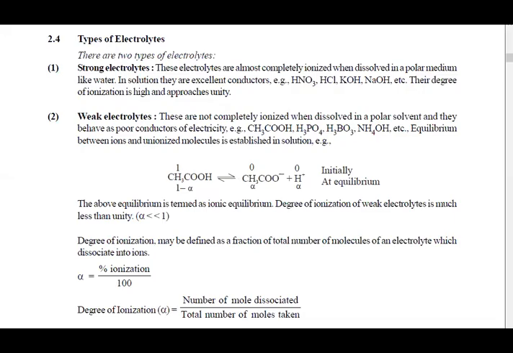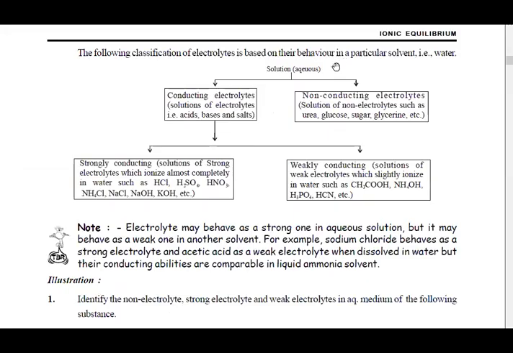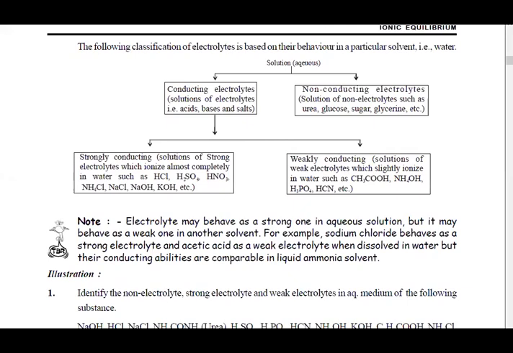So let's see the mind map. The mind map goes like this. When we talk about solution, it means solute plus solvent, or electrolyte. It is of two types, conducting and non-conducting. Non-conducting, we don't have to study, forget about that. Conducting can be of two types, strong and weak: strong electrolyte and weak electrolyte.